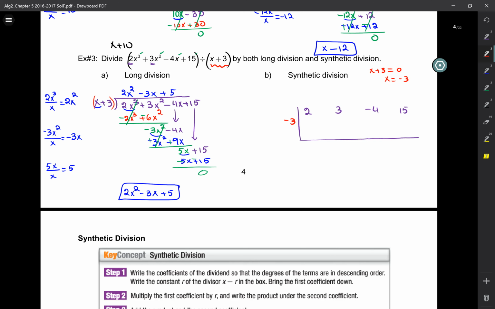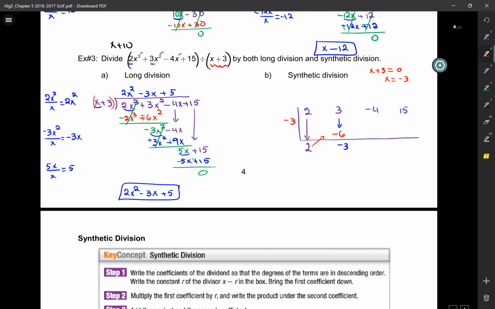Now, here we go. The first number comes down for free. It's a freebie. So the rules of the game are, whichever number makes its way down below the line gets multiplied quickly by that negative 3. Okay, that red one. So the 2 gets multiplied by negative 3, and what do we get? Negative 6. And now here, I add vertically. What do I get? Negative 3. Just add. Okay?